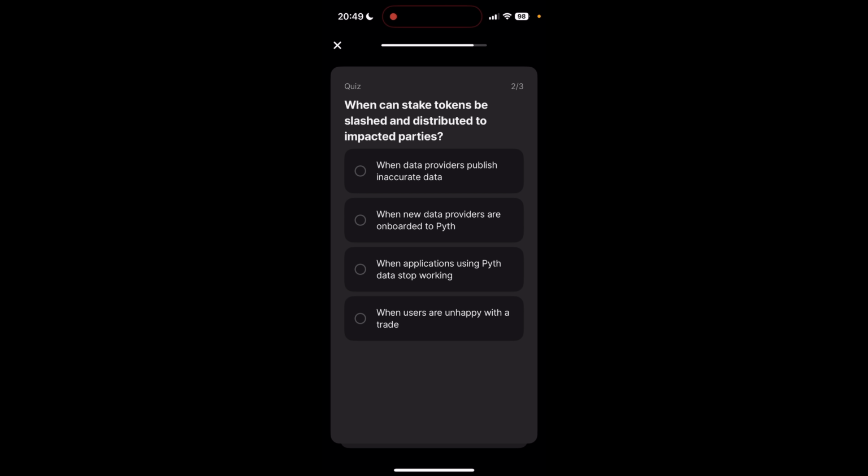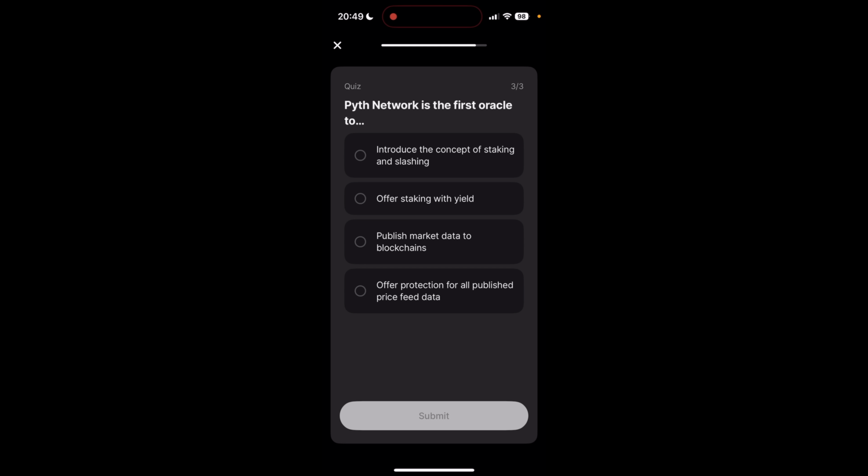When can staked tokens be slashed and distributed to impacted parties? When data providers publish inaccurate data. Pyth network is the first Oracle to offer protection for all published price feed data. And submit.